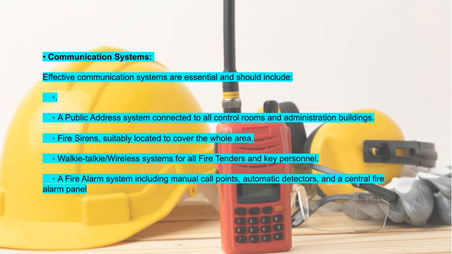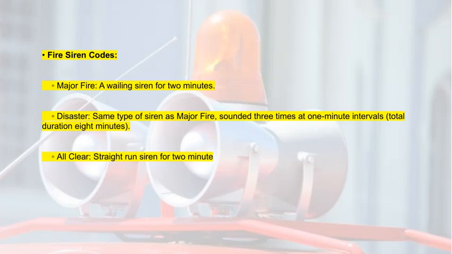Overall, these communication components work together to create a coordinated, efficient response during emergencies, which is aligned with our goal of maintaining a safe environment for everyone. Now, let's talk about fire siren codes, which are essential for understanding emergency signals. When there's a major fire, you'll hear a wailing siren that lasts for 2 minutes. This sound is designed to grab your attention immediately and signal a serious situation.